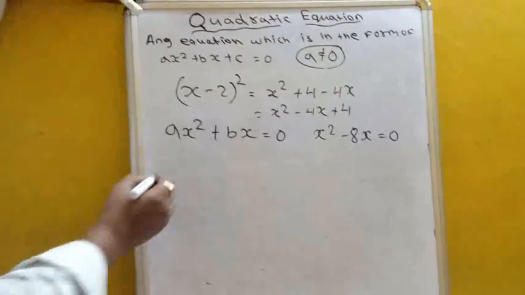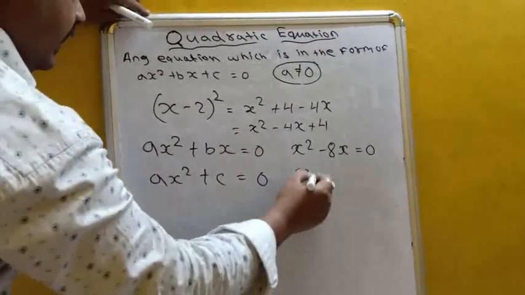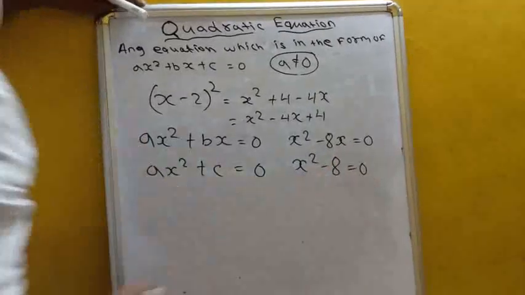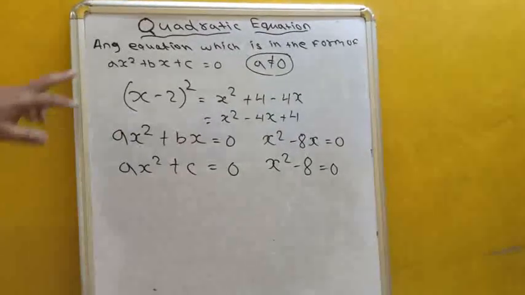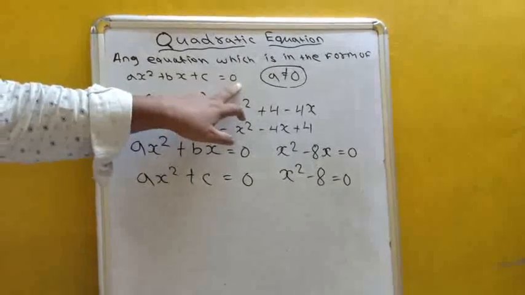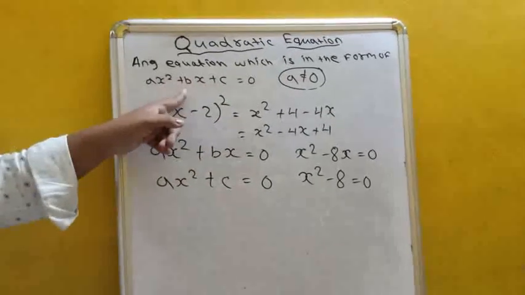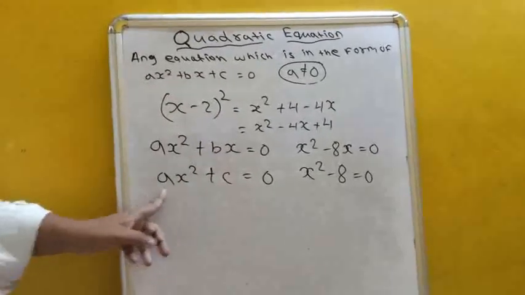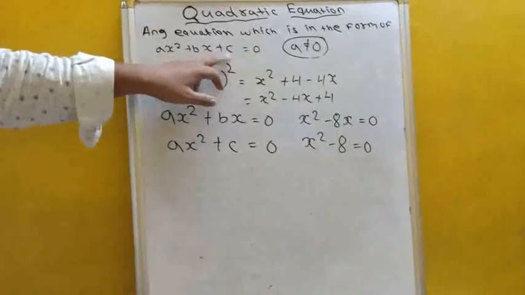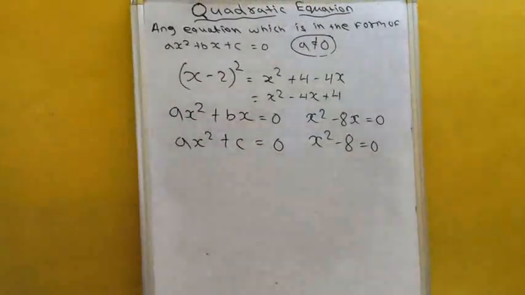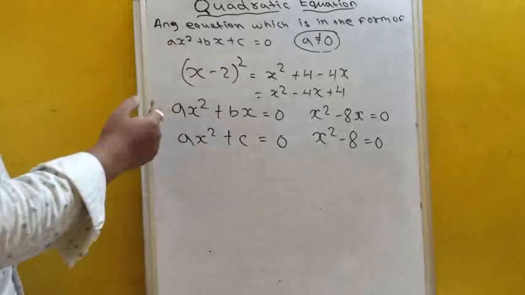And next is ax square plus c equals to 0. So I can write x square minus 8 equals to 0. All these three equations are quadratic equations. What I told before is ax square plus bx plus c equal to 0, where a is not equal to 0. I did not tell you anything about b or c. If b equals 0, it is still a quadratic equation, but it becomes the form ax square plus c equals to 0. If c is 0, it comes in the form ax square plus bx equal to 0.